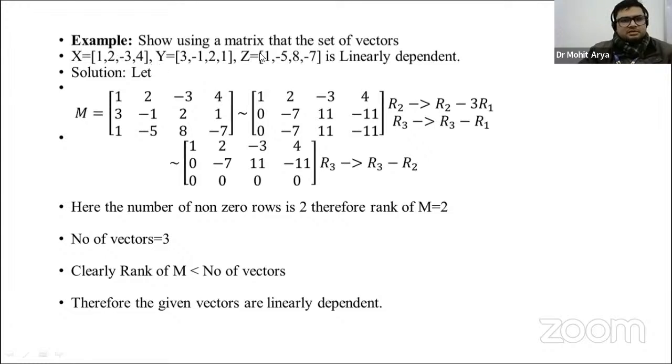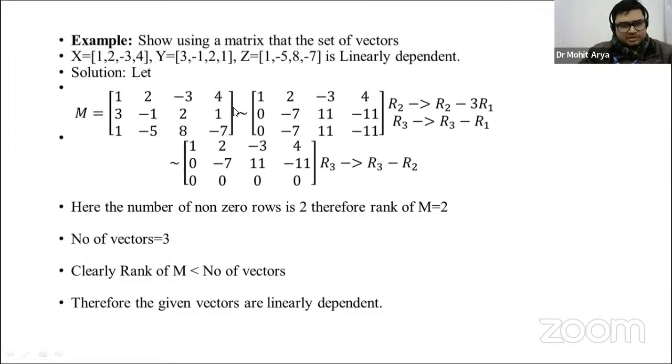So here we have 3 vectors. We have to check whether these vectors are linearly independent or dependent. In this particular question, we have to show that the given vectors are linearly dependent. So here we consider a matrix M where each row is the entries of the given vectors: 1, 2, minus 3, 4 is the first row and first vector, 3, minus 1, 2, 1 is the second row and second vector, and 1, minus 5, 8, minus 7 is the third row and third vector.